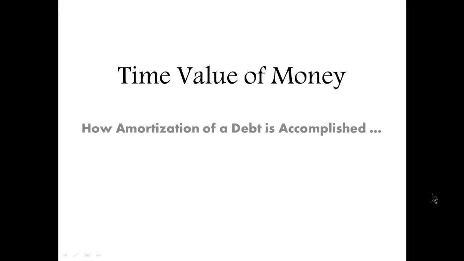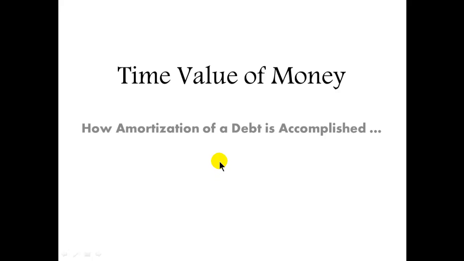Hi everyone, and with this video I want to take you through the time value of money, and I'm not going to get into some of the heavy mechanics on the formula for a present value of an annuity or anything like that. We're going to use some tools in Excel, and basically what I want to do with this video is explain the concept of an amortization schedule. In other words, how a debt is amortized over time as you make payments.